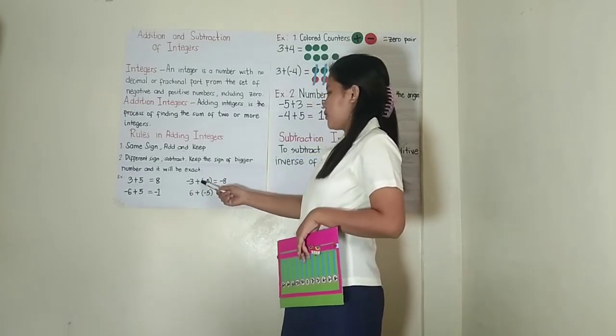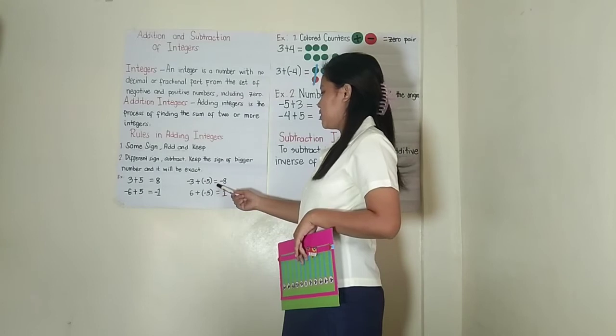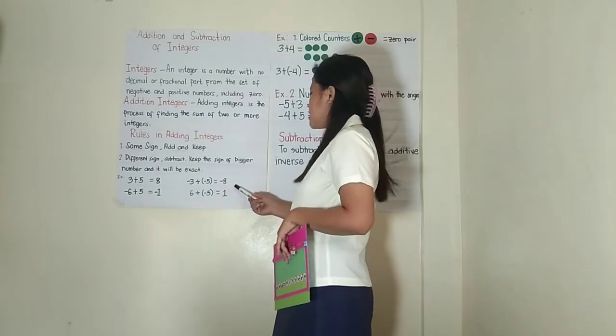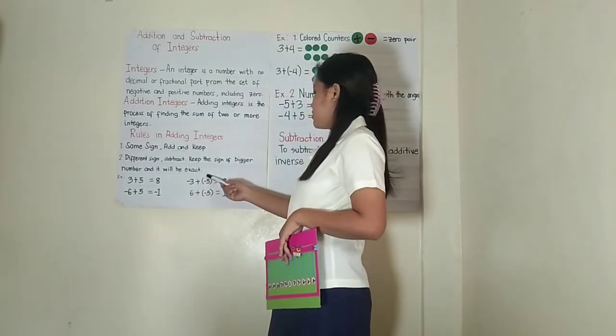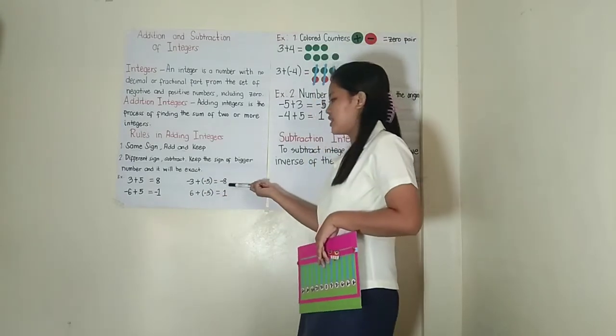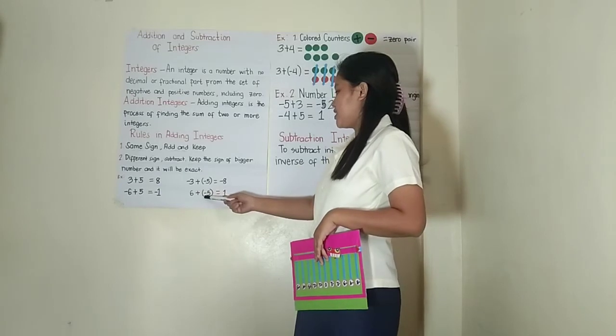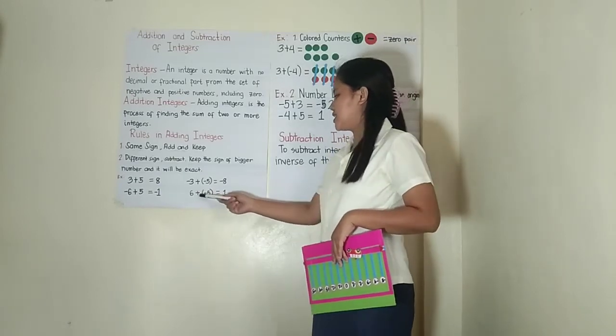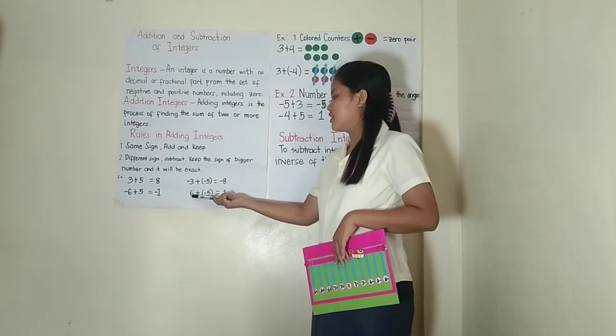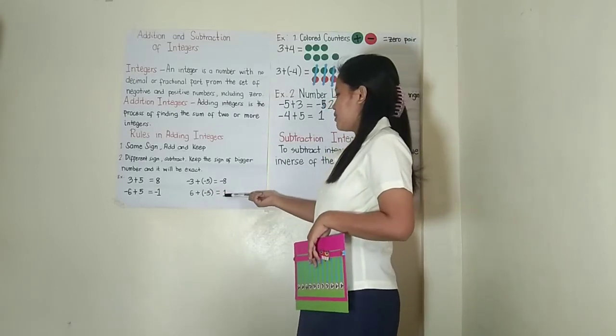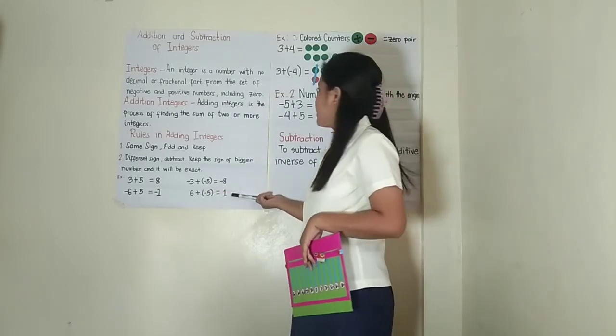Negative 3 plus the quantity of negative 5 is equal to negative 8. Copy the sign of the bigger number. That's why the answer is negative 8. 6 plus the quantity of negative 5. Positive negative will become a subtract. 6 minus 5 is equal to 1.